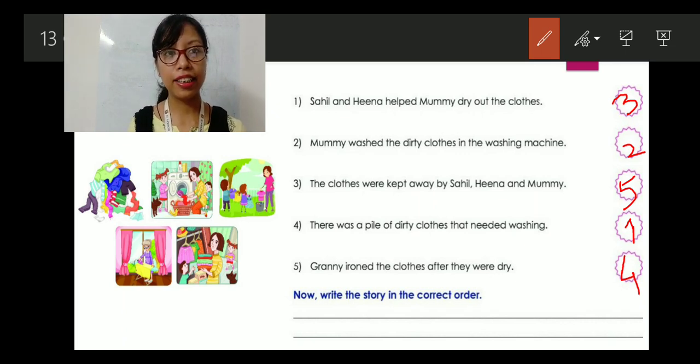Number 1 says there was a pile of dirty clothes that needed washing. Then mummy washed the clothes in the washing machine. Then Sahil and Hina helped mummy dry out the clothes. Then granny ironed the clothes after they were dry. And the last will be the clothes were kept away by Sahil, Hina and mummy. So this is the sequence in which you are going to write it down in the given space below.